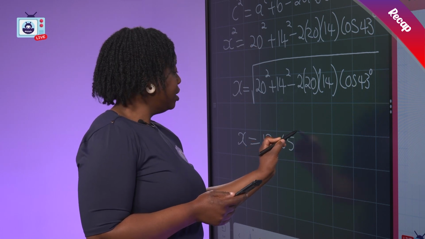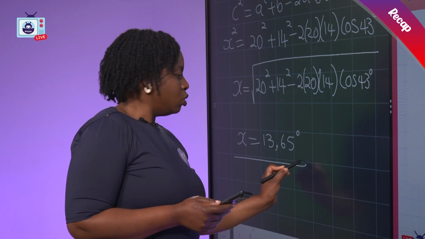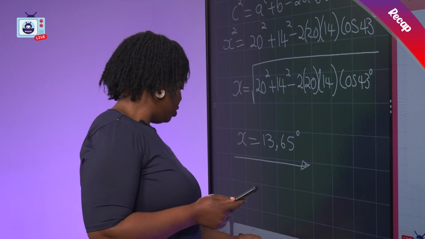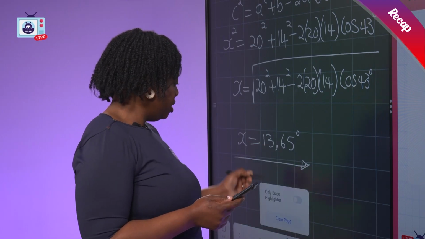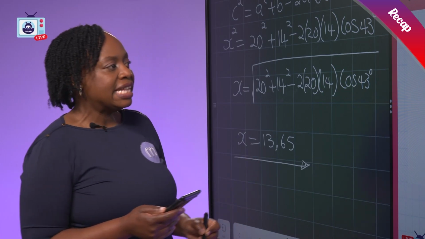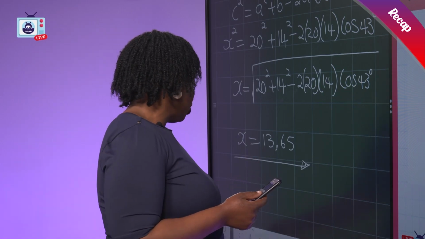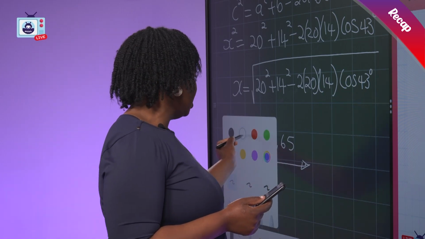You do that, and your answer will therefore be 13,65. Did I say degrees? No, it's a side, right? What is there? Oh, we're not given the unit, so we're just going to write the unit and just say units.